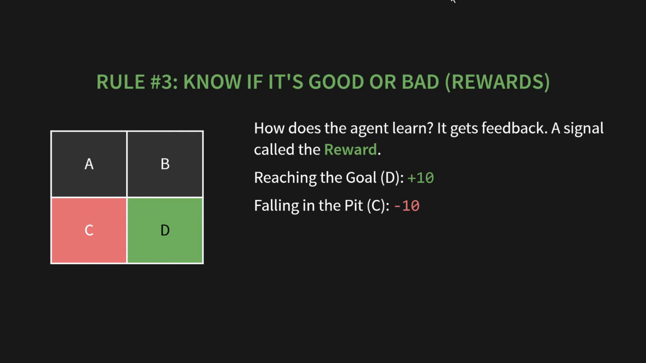So, we add a little rule. The universe is impatient. It punishes you for wasting time. For every single move that doesn't end the game, we give a penalty of -1. This small penalty encourages the agent to find the goal as fast as possible. It's like a cost of living. Every second that ticks by, you pay a small price. The reward answers that third critical question. Was that good or bad?